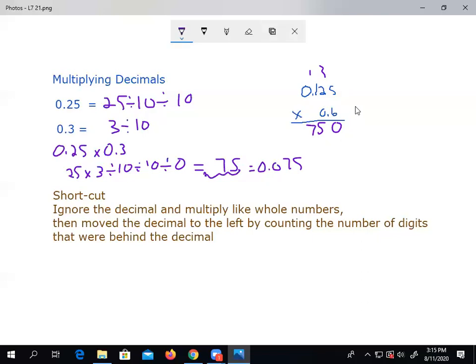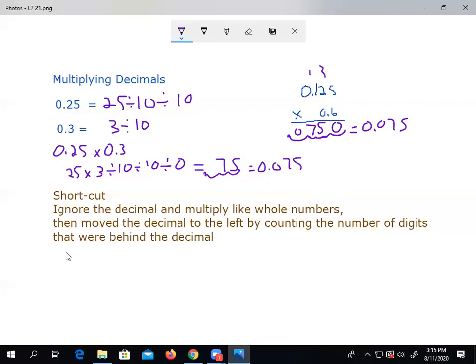And then, how many numbers are behind the decimal? 1, 2, 3, 4. So I have to move the decimal 4 places. So 1, 2, 3, 4. Put my 0 there, and you would still end up with the same answer. I didn't mean to make it that way, but it made the same answer, didn't it? So that would give me 0.075. You could drop that last 0 since it's not adding anything to the value.